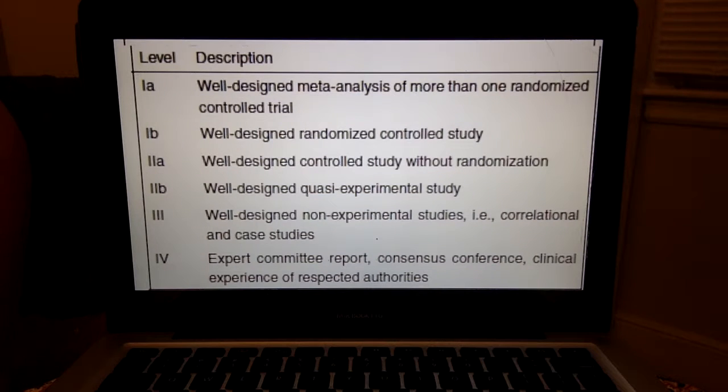And so this is the evidence-based chart, and most of these articles were from level 1 and level 2, and 11 out of the 12 were level 2. So that means that they were controlled studies without randomization, and well-designed quasi-experimental studies.